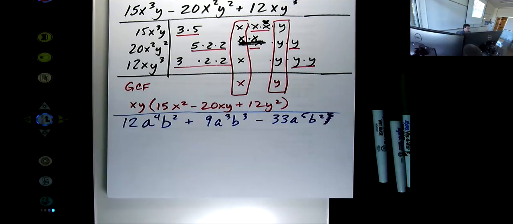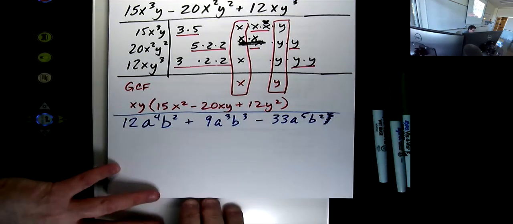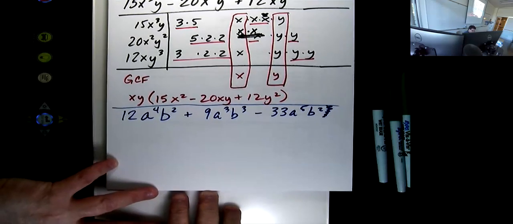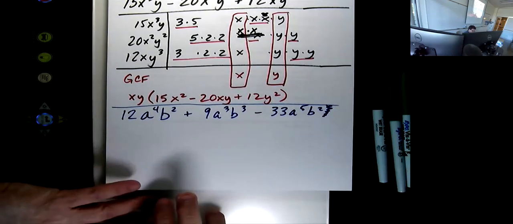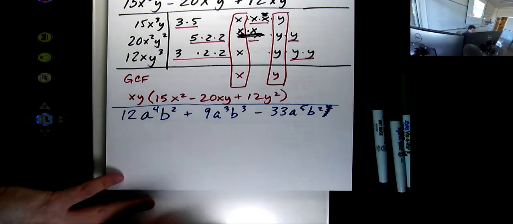So when you have multiple columns of the same number or variable, are you bringing each column down to the greatest common factor? Say that again. When you have multiple columns of the same number or variable, do you sum them up or multiply them? Multiply them.